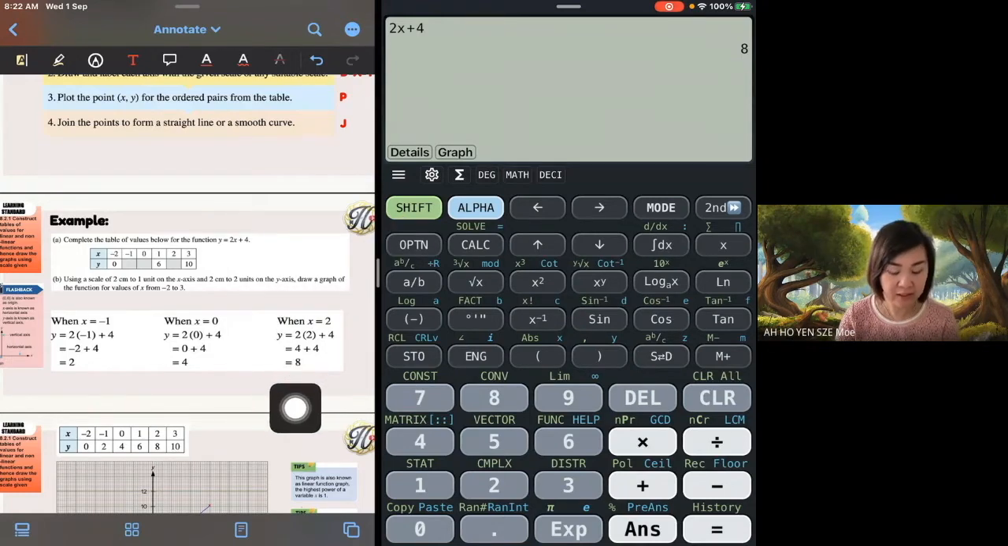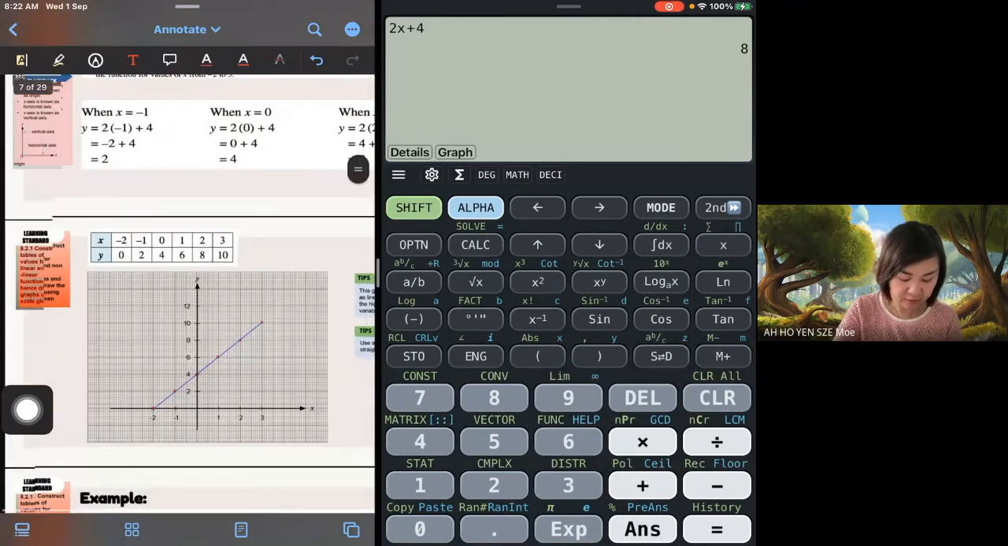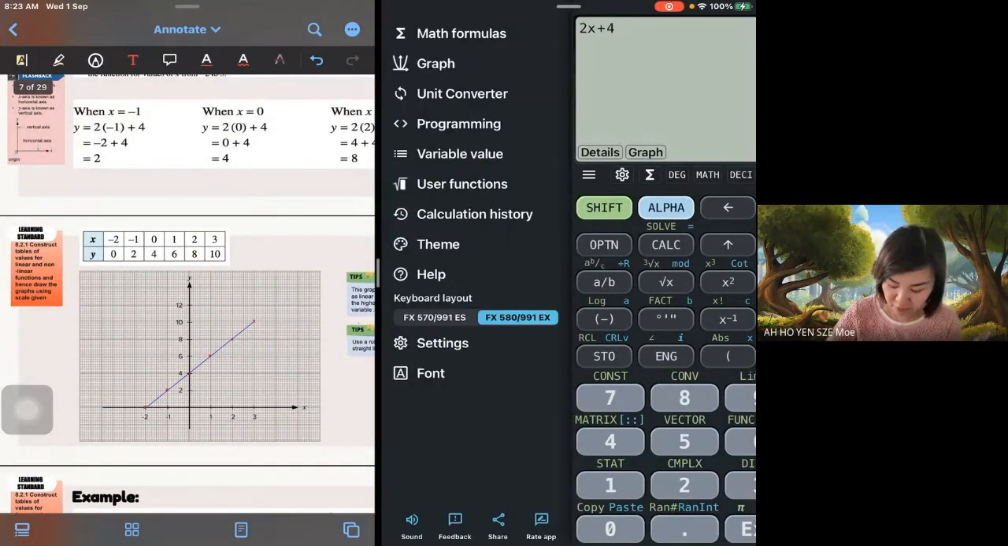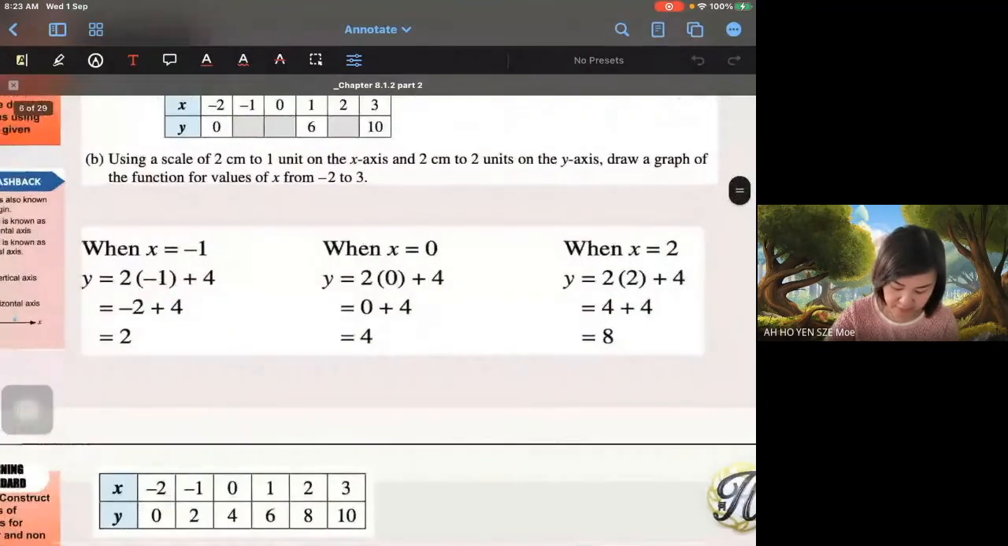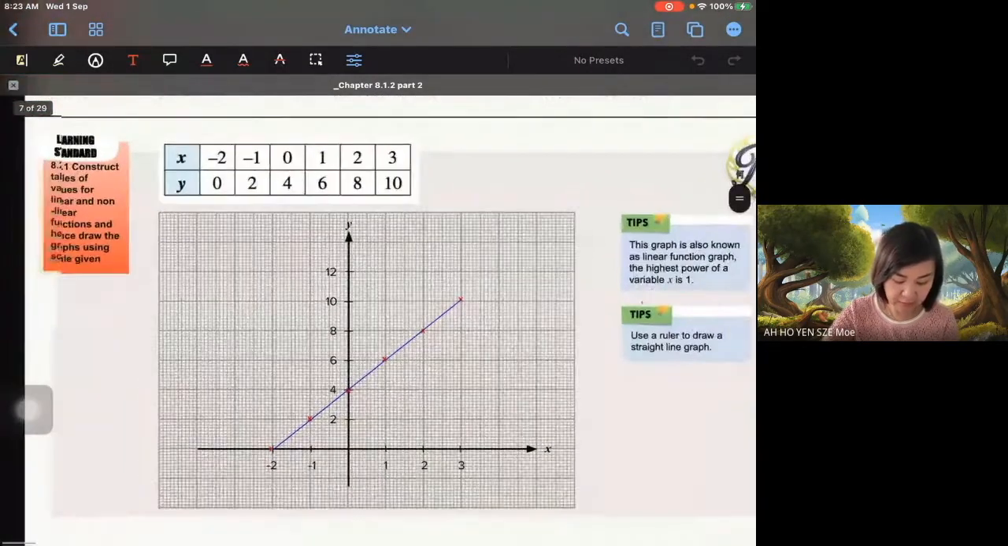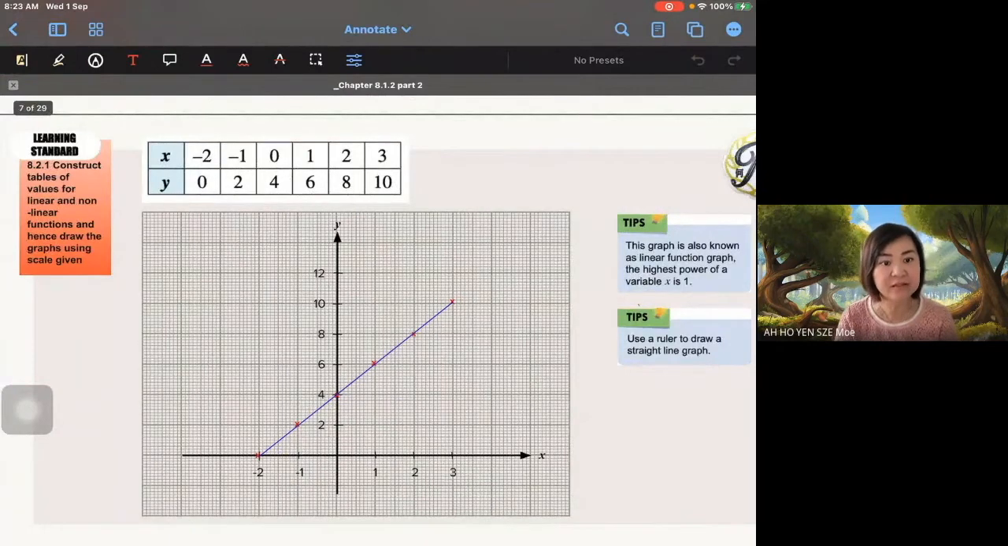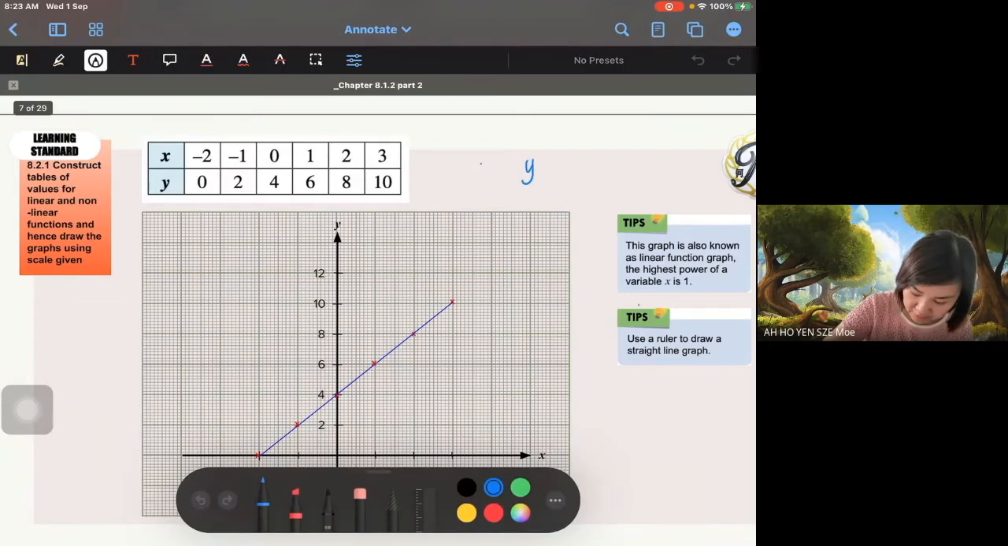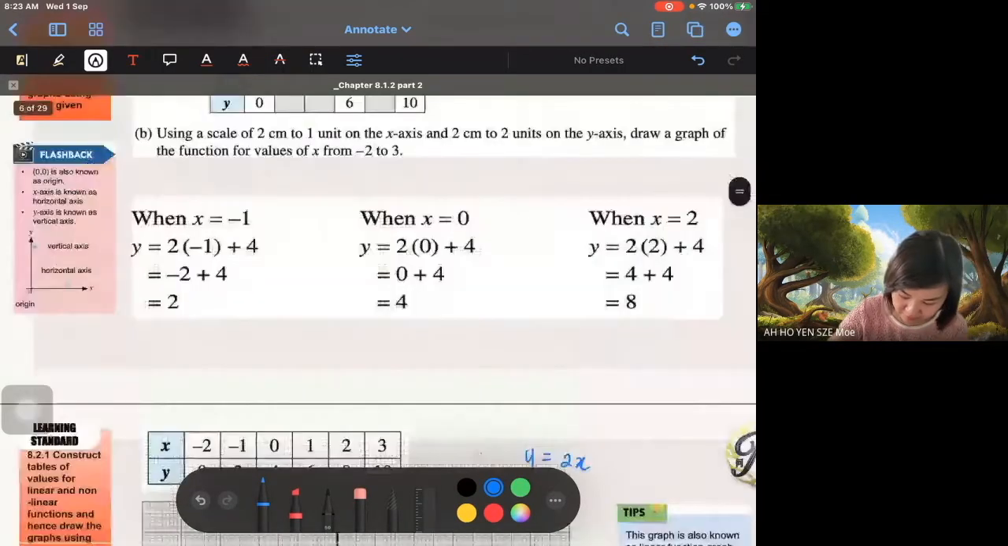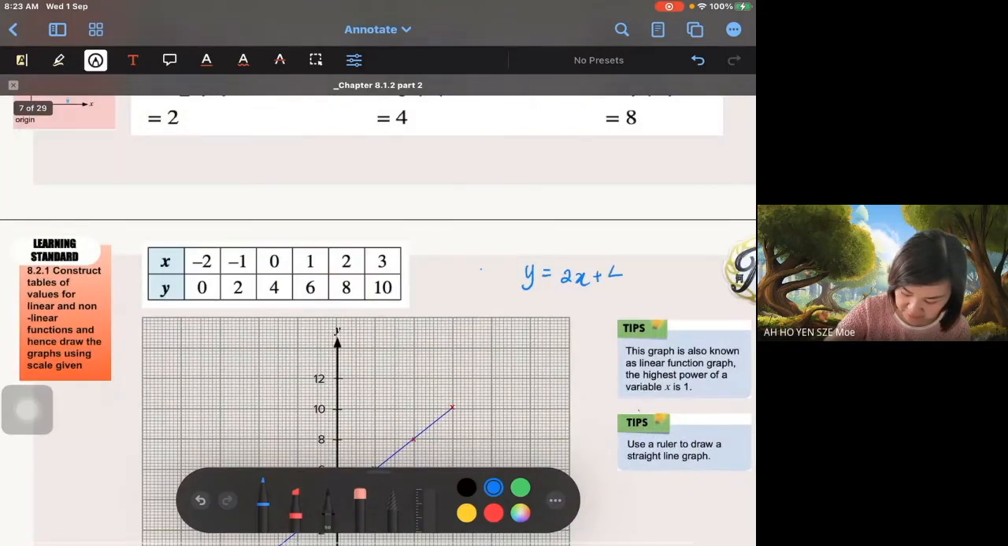Okay, this one is 8. So you got the answer. When you get all the missing values, then you complete your table. Make sure you know how to use the calculator. Then you can get the table complete. Make sure after you get the table complete, then you can start to draw your graph. So the function is y equal to 2x plus 4, right? Plus 4. Okay, this is the function.